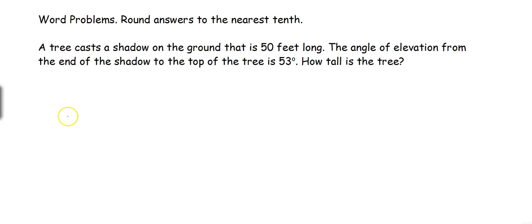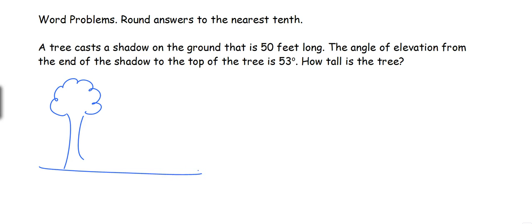All right, so the most important thing here is getting your diagram set up. So if we want to visualize this, we've got our fantastic tree there. So it says that the tree is casting a 50-foot shadow. So our 50 is going to go here. Angle of elevation is going to be this angle right here. Remember, angle of elevation is your angle looking up, angle of depression is your angle looking down. So if I wanted angle of depression from the tree, this would have been my angle of depression. But I'm looking at my angle going up, so that's my angle of elevation, and I want to find out how tall the tree is.